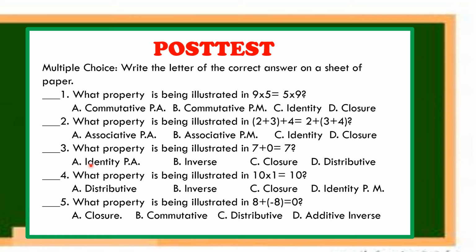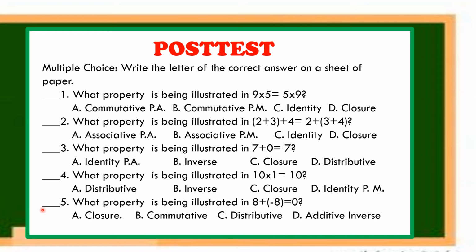Number 3. What property is being illustrated in 7 plus 0 equals 7? Letter A. Identity property of addition. Letter B, inverse. Letter C, closure. Letter D, distributive property. Number 4, what property is being illustrated in 10 times 1 equals 10? Letter A, distributive property. Letter B, inverse. Letter C, closure. Letter D, identity property of multiplication.